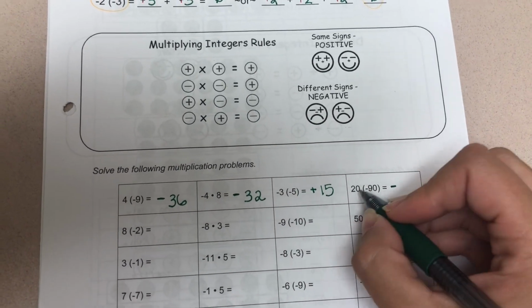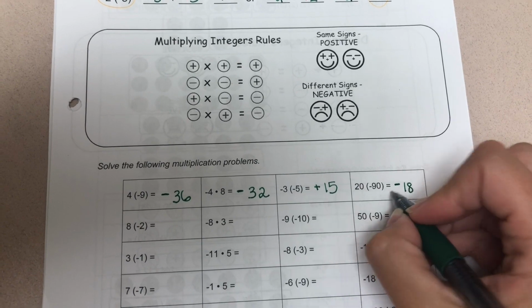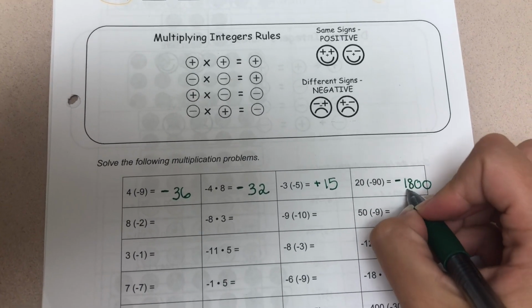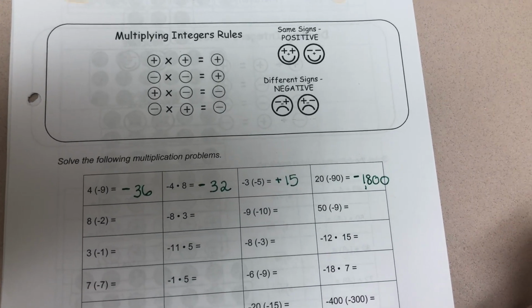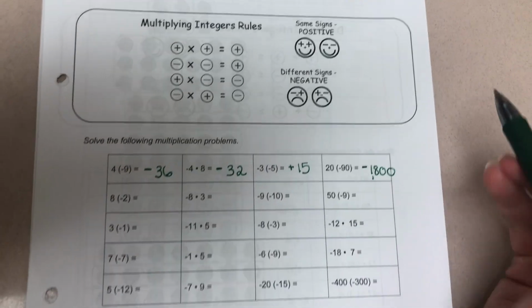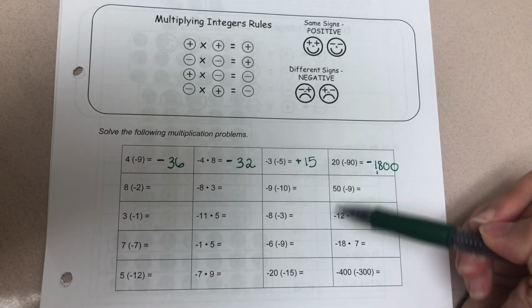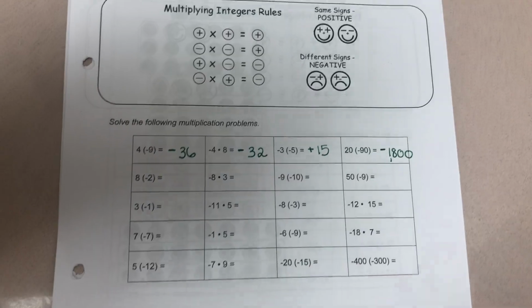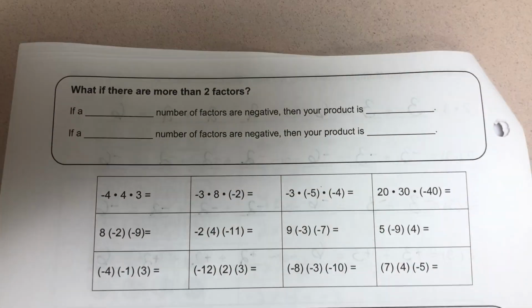20 times 90, so 2 times 9 is 18 with 2 zeros. So I have negative 1,800. Go ahead and, using this shortcut, complete the rest of this page. What if there are more than 2 factors?